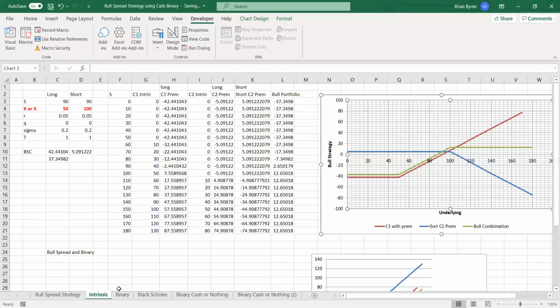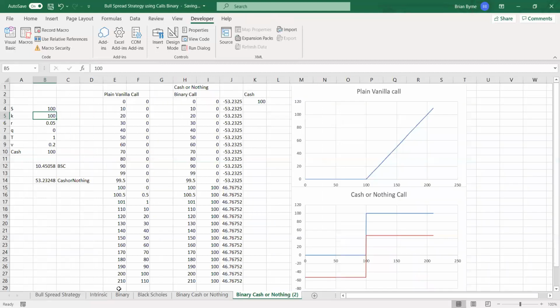Okay, a couple of things we could do. First of all, perhaps we might note that in a previous video, we had estimated a cash-or-nothing call option, and with these parameter values, the Black-Scholes value was 10.45, and with a cash amount of 100 on the cash-or-nothing option, it was 53.23. So we're going to see whether we can replicate the payoff structure that we have here using the bull spread, and how we might go about doing that.